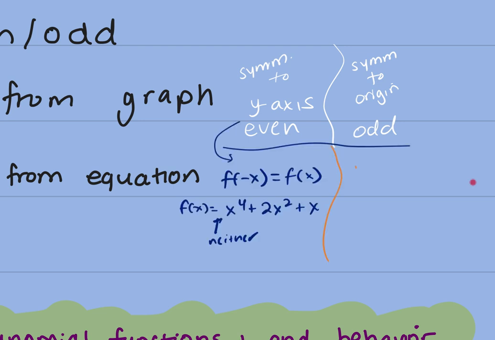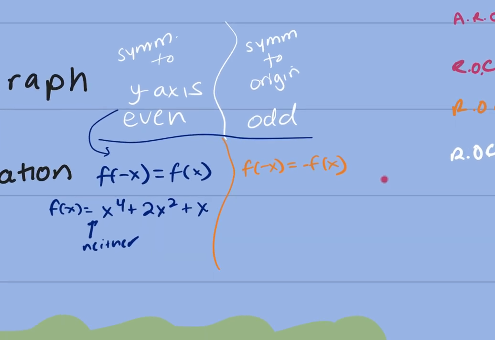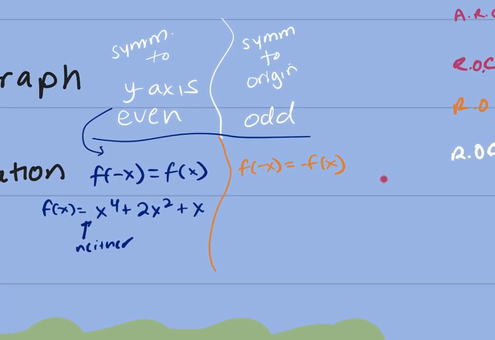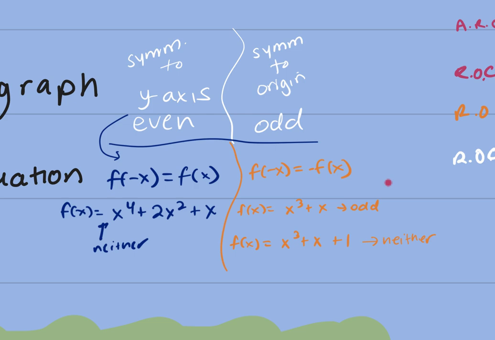And then odd, if you plug in negative x, you get a negative f of x. So every sign has changed. And this typically happens with odd powers, but again, only if they are all odd. So if f of x equals x to the 3rd plus x, now that's odd. But if f of x equals x to the 3rd plus x plus 1, that's neither. If it goes back to the original, it's even.